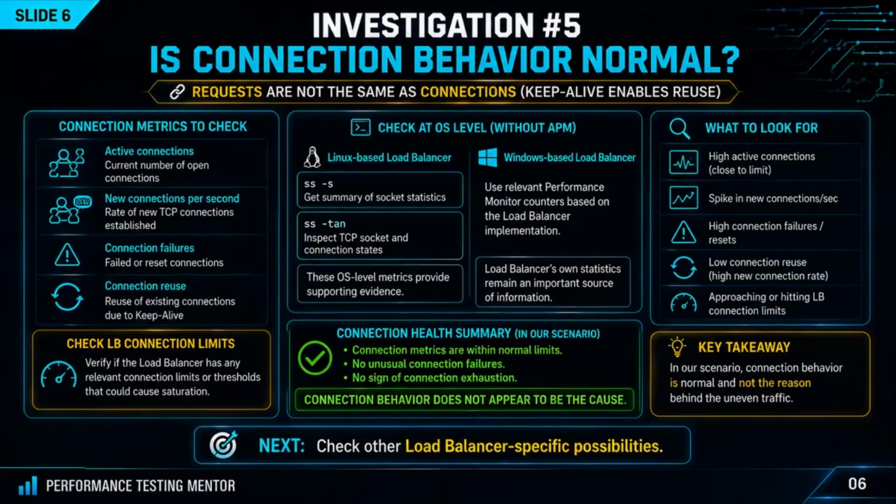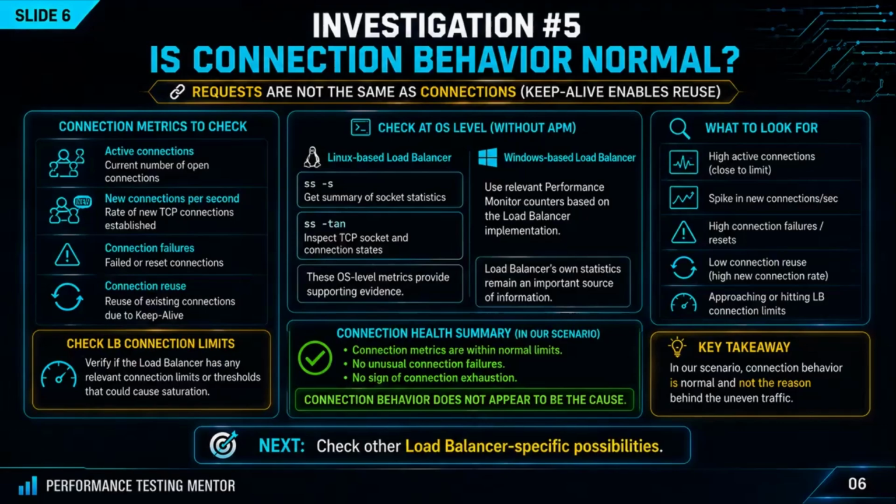If it's a Linux-based load balancer, I can use commands such as ss -s to get a summary of socket statistics and ss -tan to inspect TCP socket and connection states. If it's running on Windows, I can use relevant Performance Monitor counters based on the load balancer implementation. These OS-level metrics provide supporting evidence, while the load balancer's own statistics remain an important source of information. In our scenario, the connection metrics are within normal limits. There are no unusual connection failures, and I don't see any sign of connection exhaustion. So, connection behavior does not appear to be the cause.